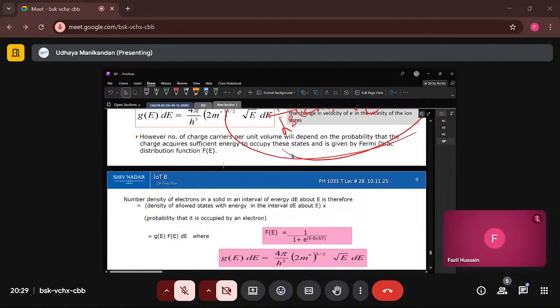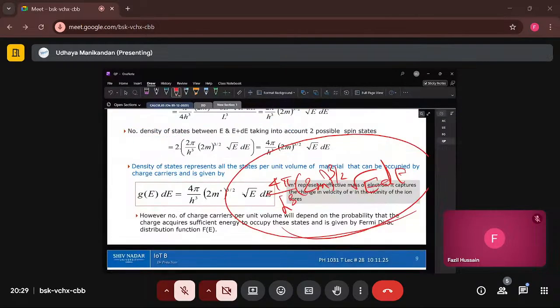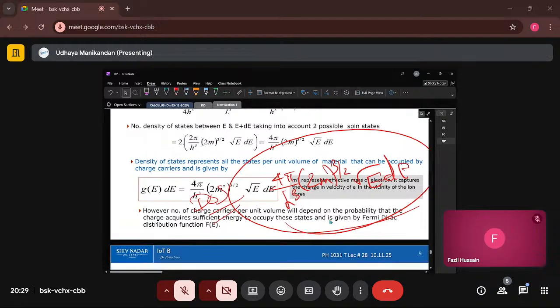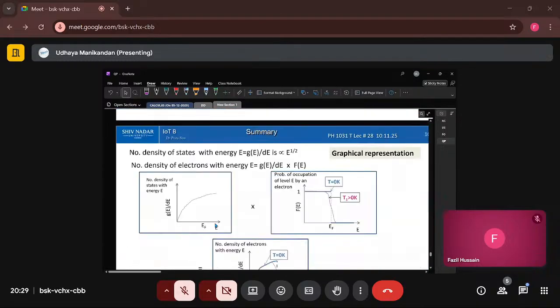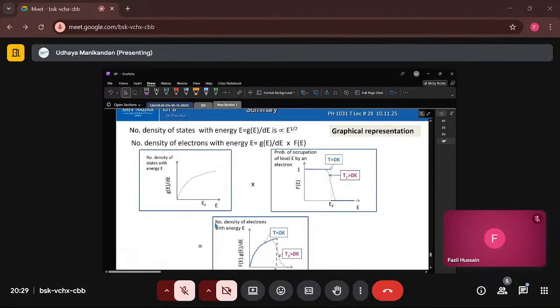However, the number of charge carriers per unit volume will depend on more. So this is the density of states. But how do you define the number of charge carriers? We just defined the density of states. We also need the probability that the charge acquires sufficient energy to occupy these states. That is given by the Fermi function. So the density of states times the Fermi function at that level gives you the number of electrons and so on. Right. So just remember that.